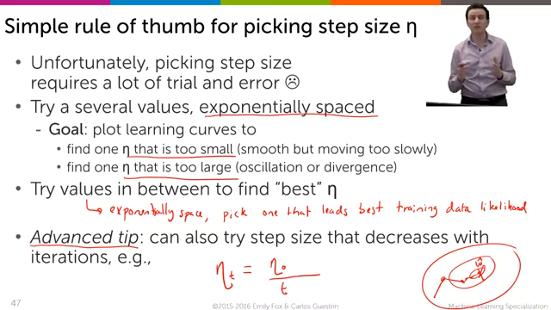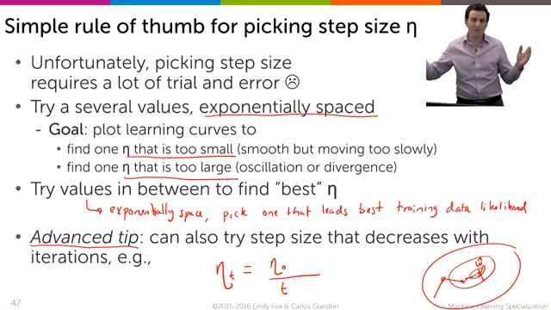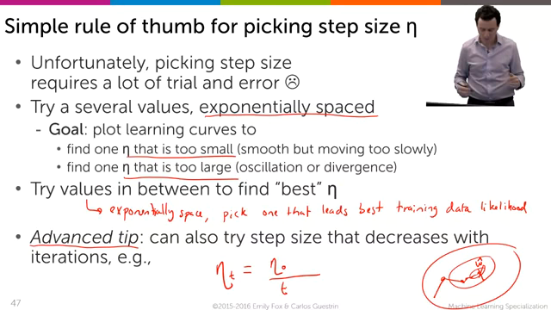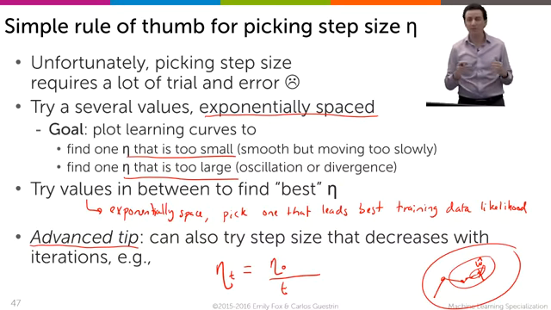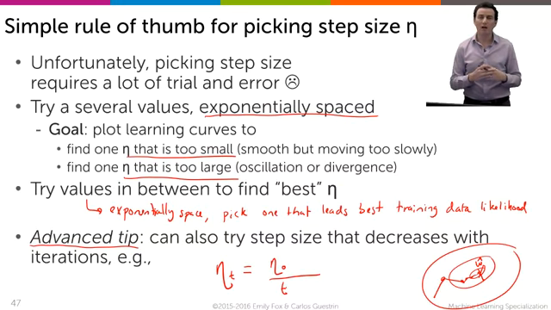That's it. So iteration 1, use eta 0. Iteration 2, you use eta 0 over 2. Iteration 3, eta 0 over 3, over 4, over 5, and so on. And that way, the step size keeps getting smaller and smaller. So this is an advanced step. For the applications that we're going to discuss in this module, constant step size will do just fine for you. But for more advanced settings, you might use a decreasing step size.